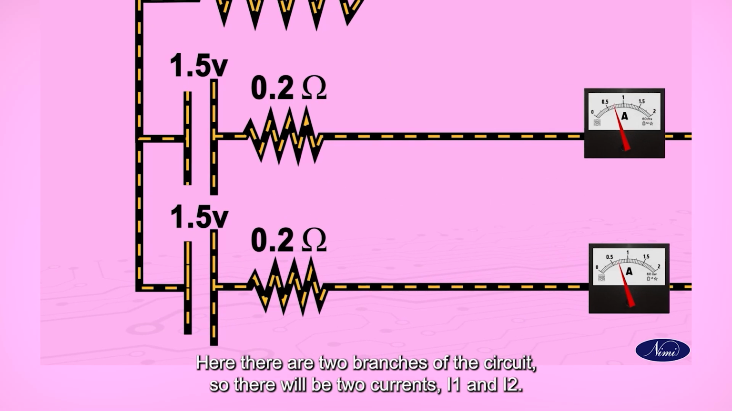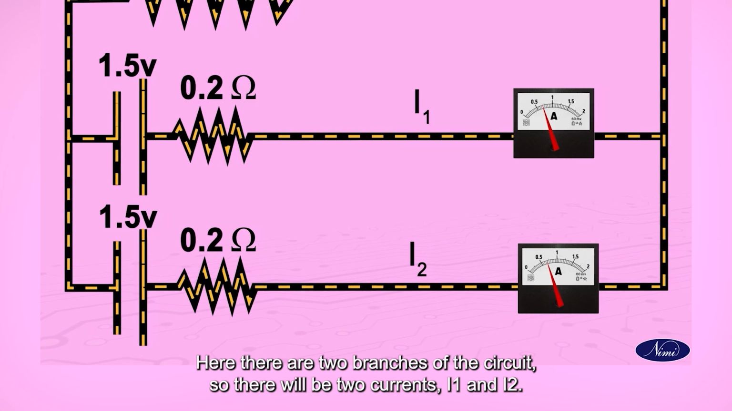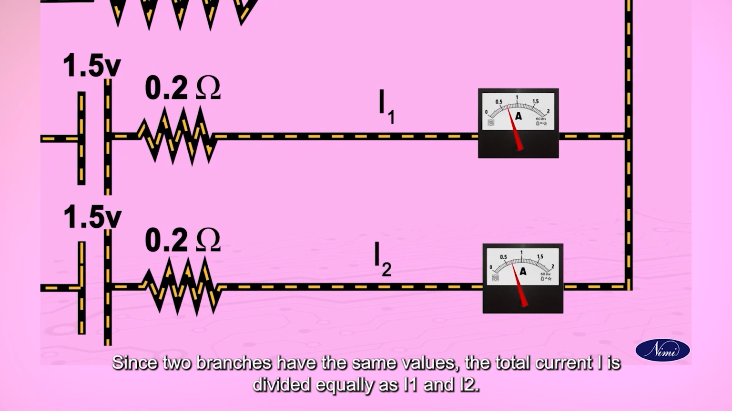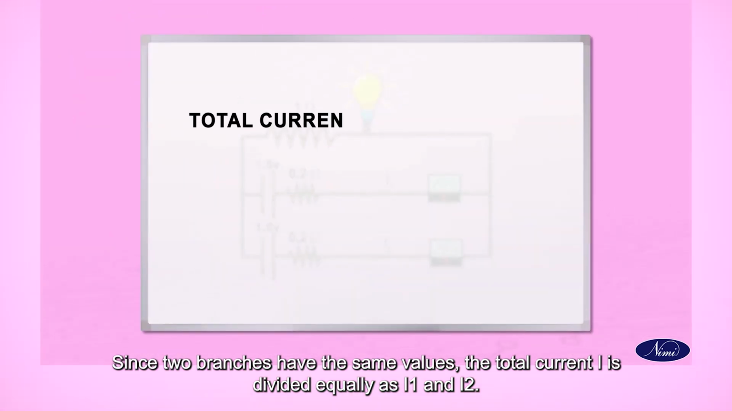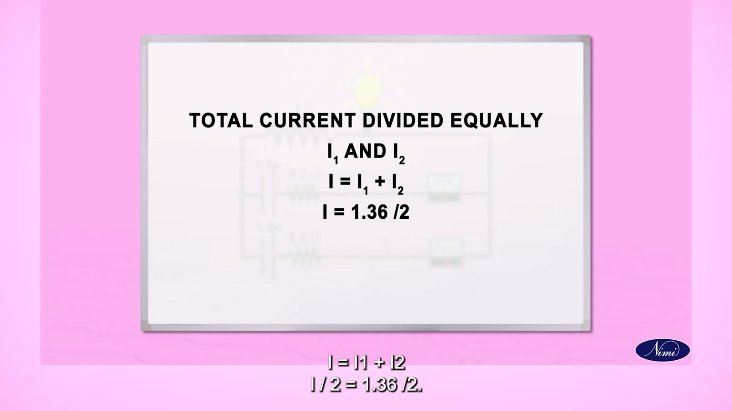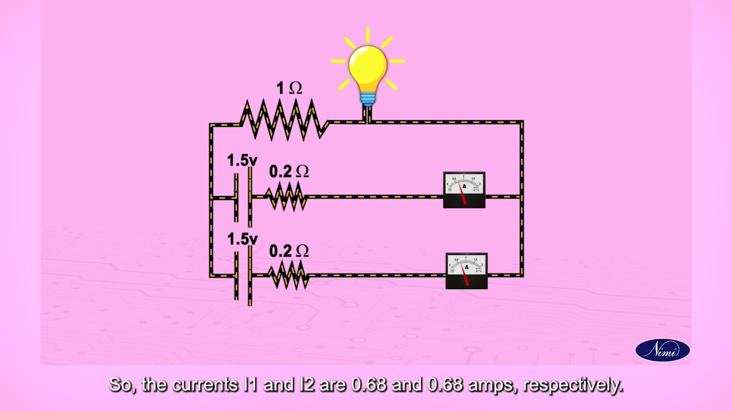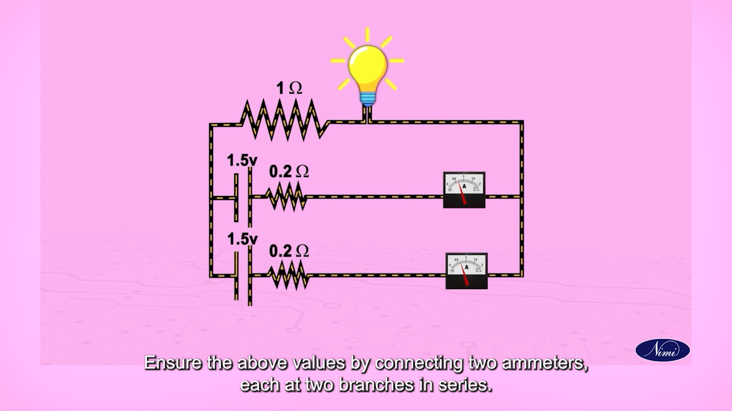Here, there are two branches of the circuit, so there will be two currents, I1 and I2. Since the two branches have the same values, the total current I is divided equally as I1 and I2. So it can be written as I = I1 + I2. I/2 = 1.36/2. So the currents I1 and I2 are 0.68 and 0.68 amps respectively. Verify the above values by connecting two ammeters, one in series in each branch.